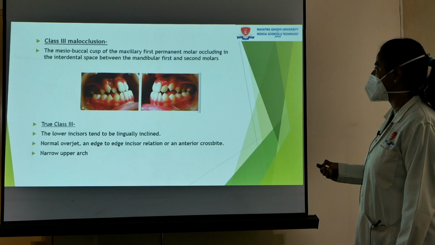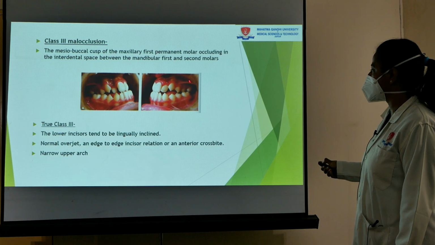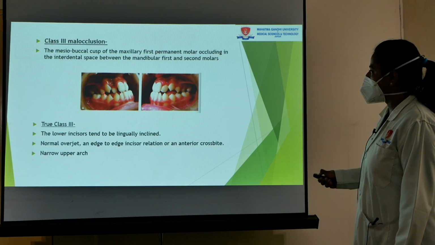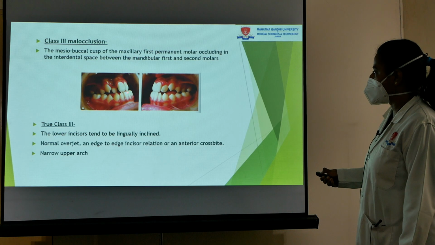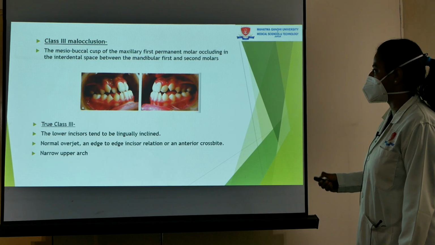Next is the class 3 malocclusion. When the molars are in class 3 relation, meaning the mesiobuccal cusp of the upper first molar falls in between the interdental area of the first and second molar. But along with this the malocclusion is there, like anterior crossbite or edge-to-edge bite, then it is called class 3 malocclusion.